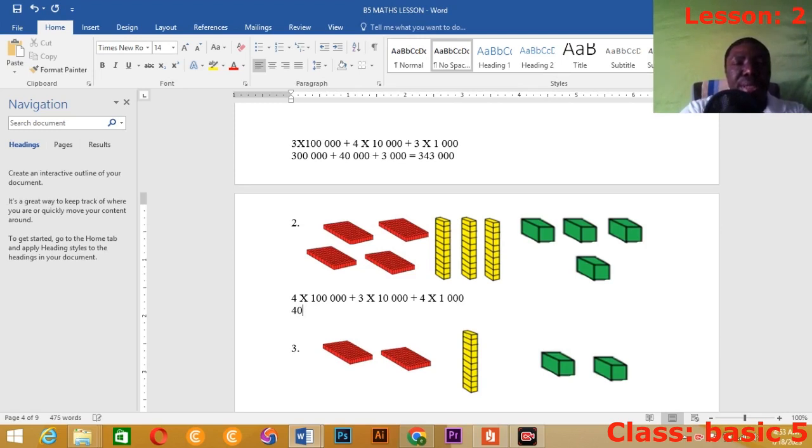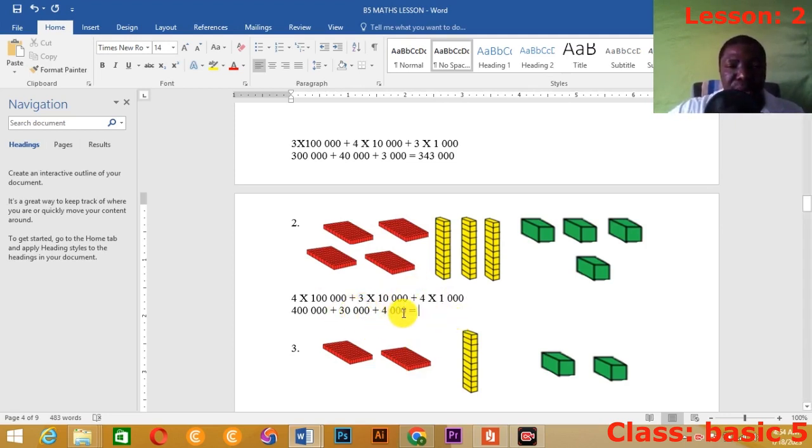Okay, plus 3 times 10,000 gives you 30,000. Okay, sorry, 4 times 1,000 gives you 4,000. So here is our final answer. If you don't know the easy way around, just use the method I showed you. So here, let me try whether I can also give you this simple method as well.